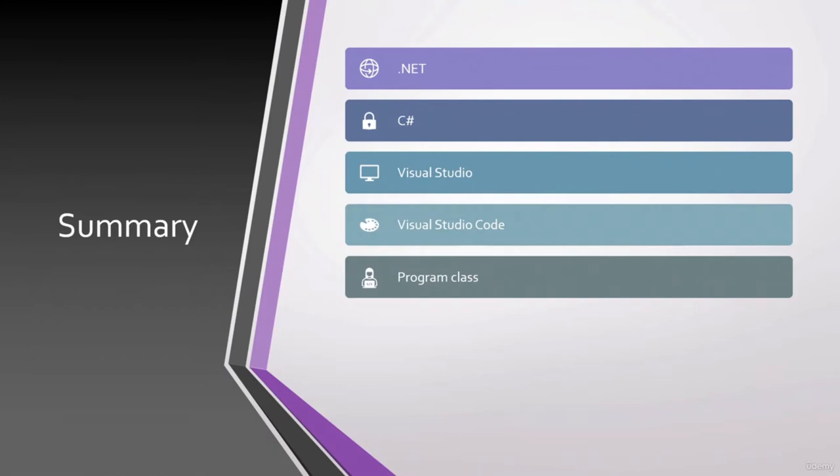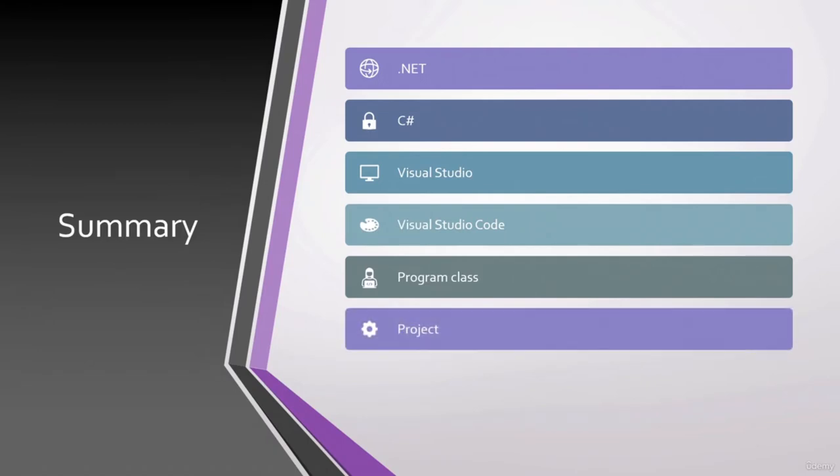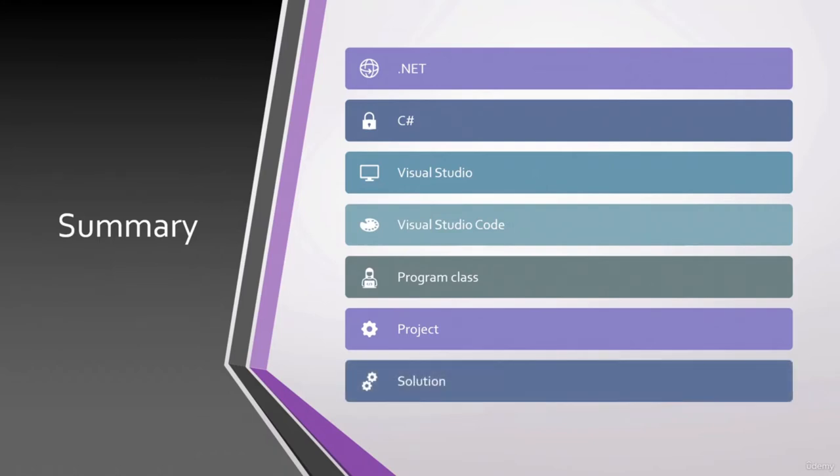We also saw that a project refers to a set of files that we can compile into a deliverable, such as a library, a web page, a mobile application, a console application, among others. A solution refers to a set of projects. This is important because sometimes we will want to have related projects organized in one place.